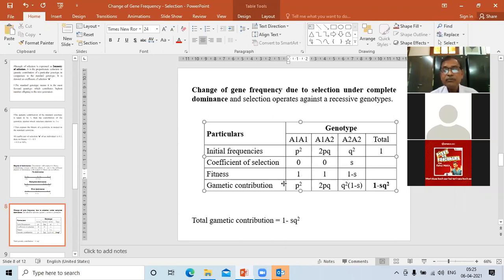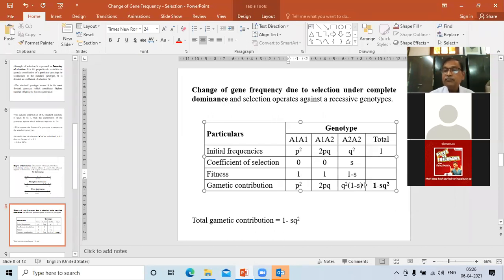Okay. Now what will be the gametic contribution? The gametic contribution of an individual is equal to the product of its fitness and its frequency. So the gametic contribution of an A1A1 individual is 1 into P square, which is P square. That of A1A2 is 1 into 2PQ, which is 2PQ. That of A2A2 is 1 minus S into Q square, that is Q square into 1 minus S.